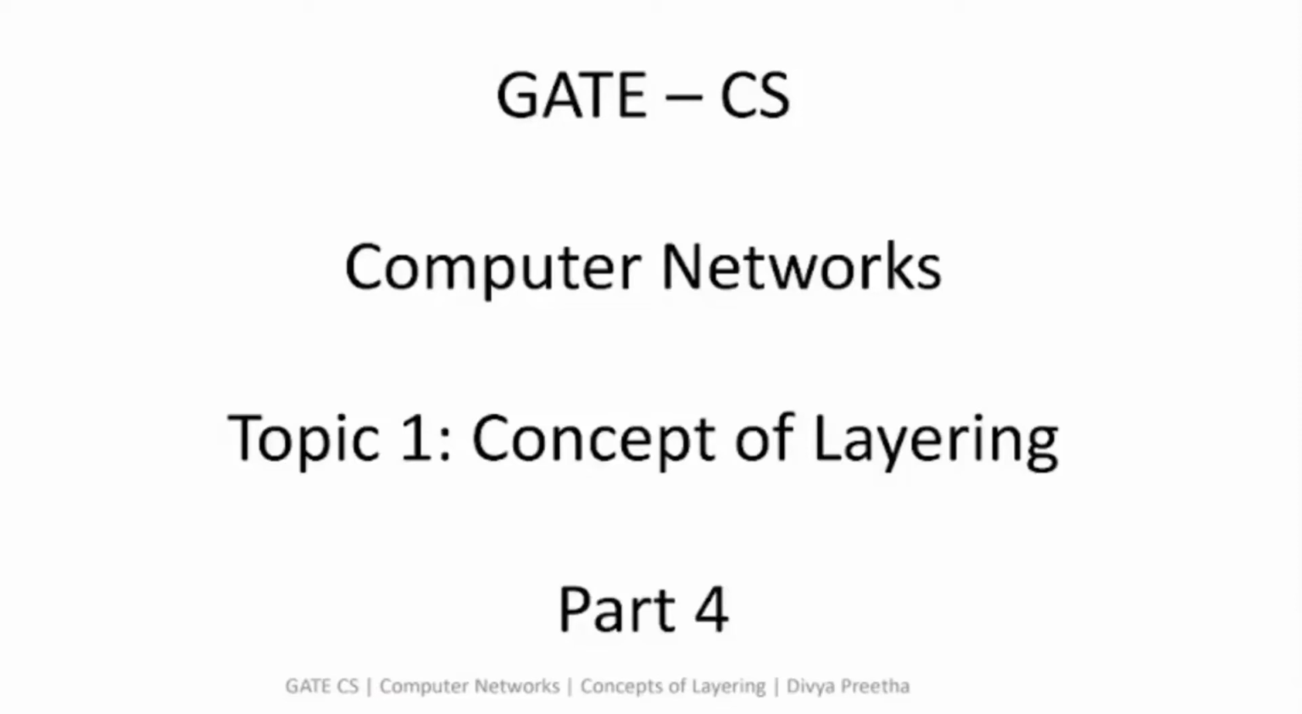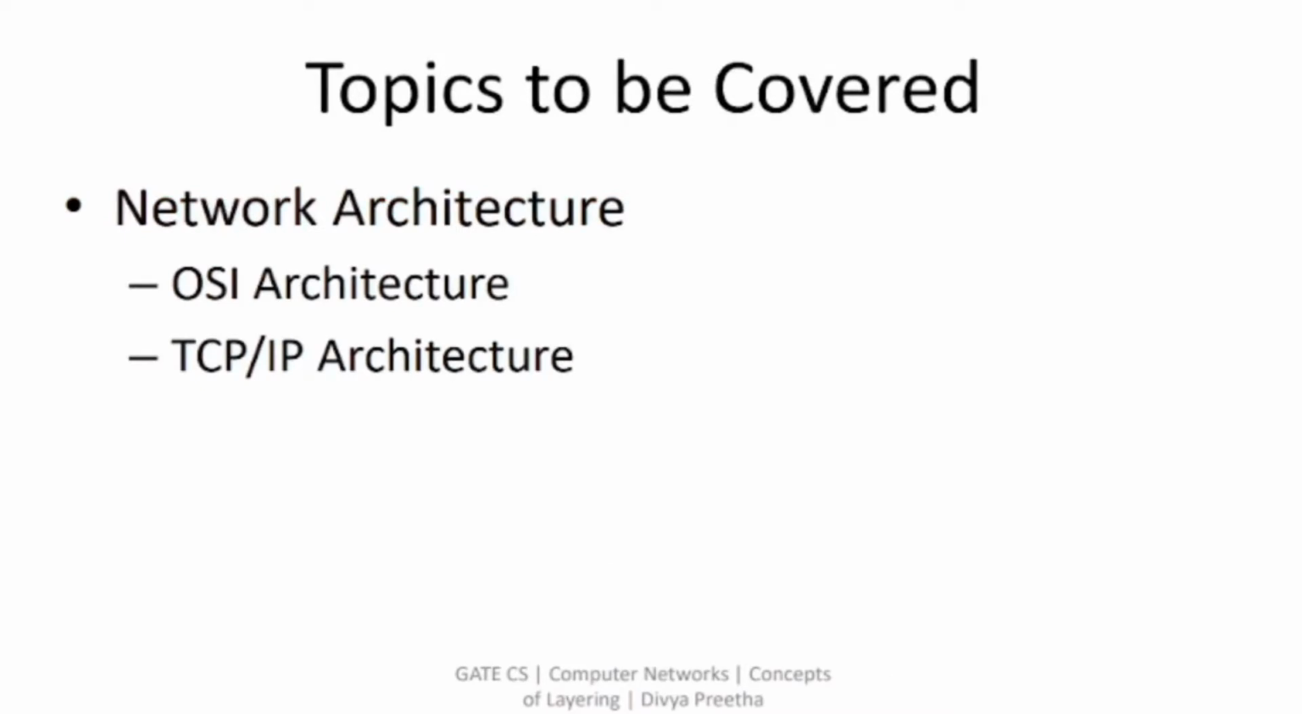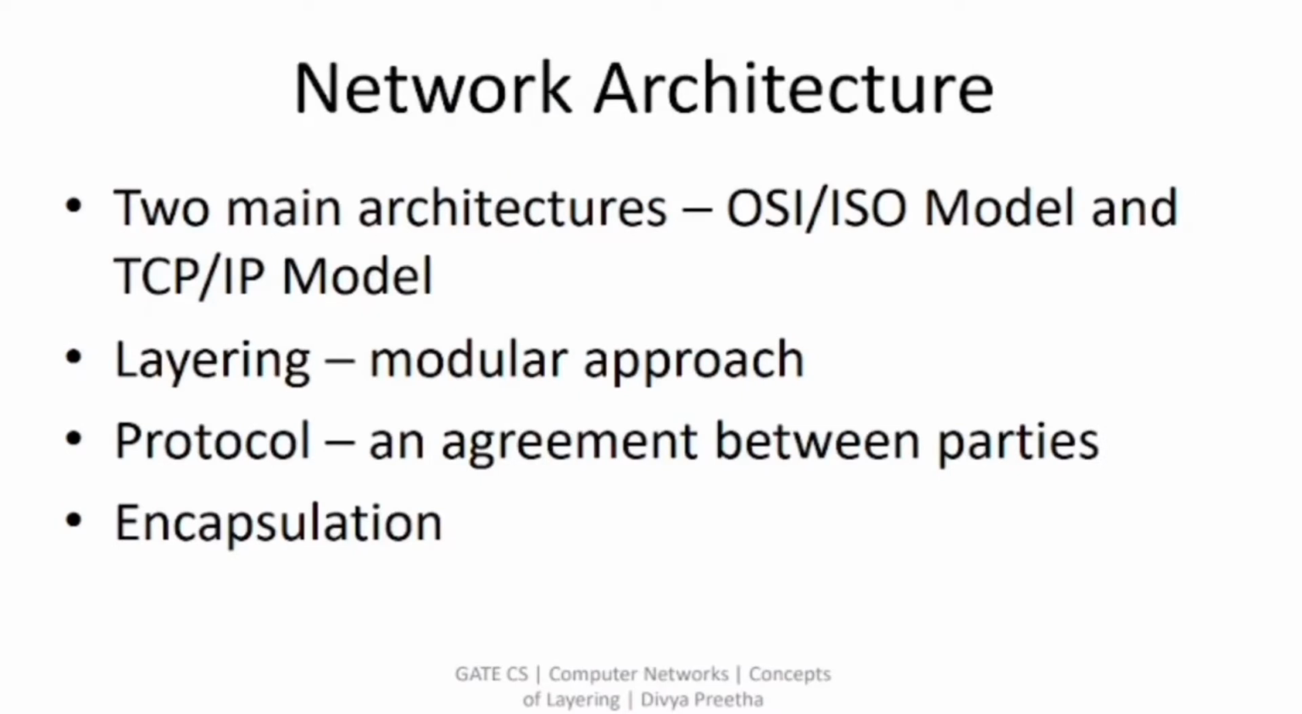Hello students, in the GATE Computer Science series, we were discussing the concept of layering in the subject named Computer Networks. So in this video, we will be discussing the network architecture. What do you mean by network architecture? The two types of network architecture that we have are the OSI model and the TCP/IP model. So what is a network architecture actually?